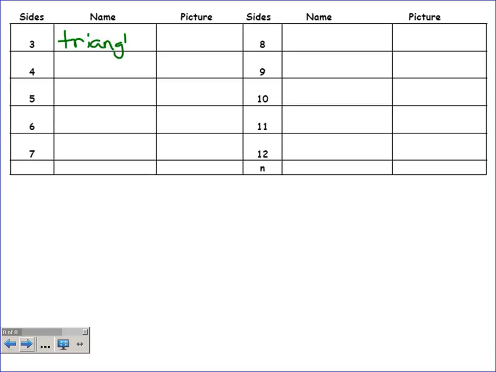And then you're going to draw a picture. I'm going to draw a right triangle. Look at this. That's right. Okay, fine, good.